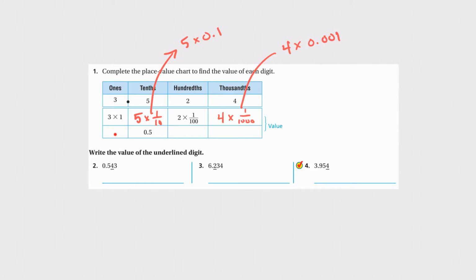This is pretty simple. They just need the number, so it's really just going to be the same thing. So I'm just going to bring that 3 down. And over here, they're asking for the decimal version of it, so it's going to be 2.